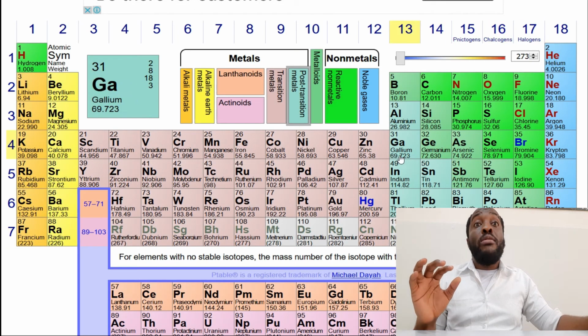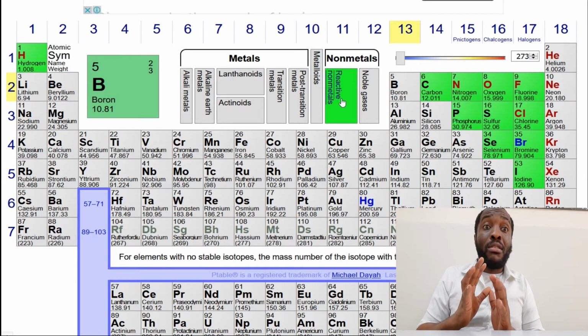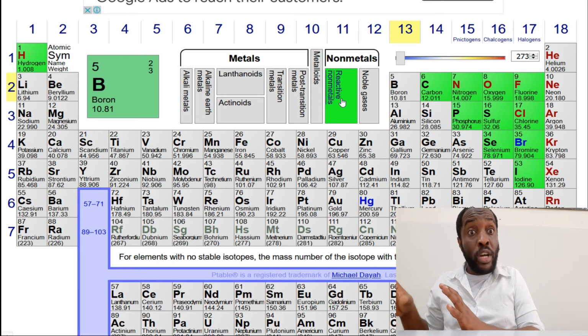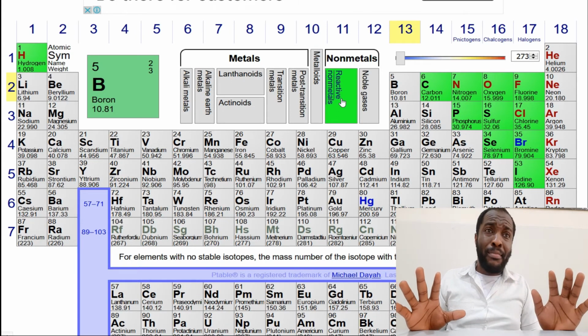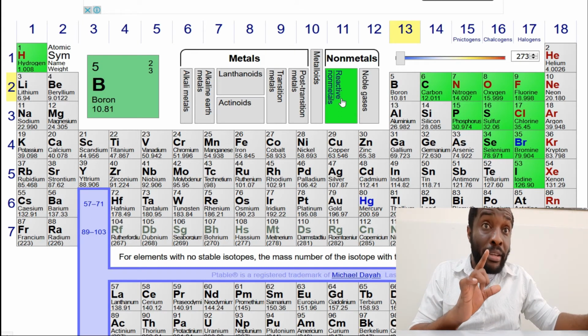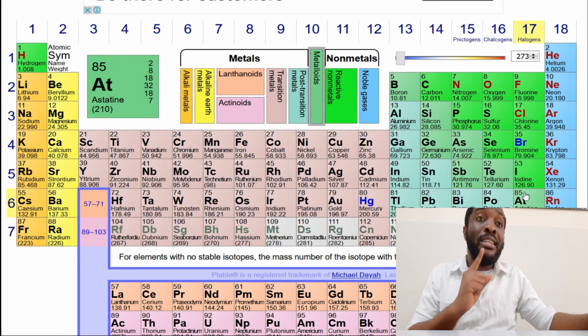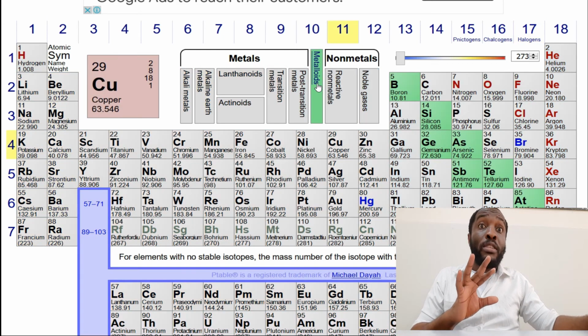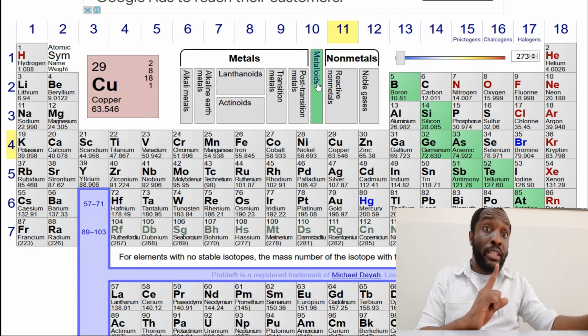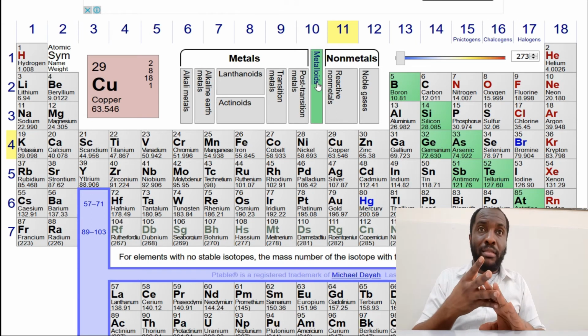Now, when we look at this table again, we have what we call the metals on the left-hand side of the table and non-metals on the right-hand side. Look at the non-metals in green. There is a zigzag line that separates the metals from the non-metals. You see my mouse? So that's the zigzag line. We've also seen what we call the metalloids. The metalloids on your periodic table are those elements that behave like metals and non-metals.